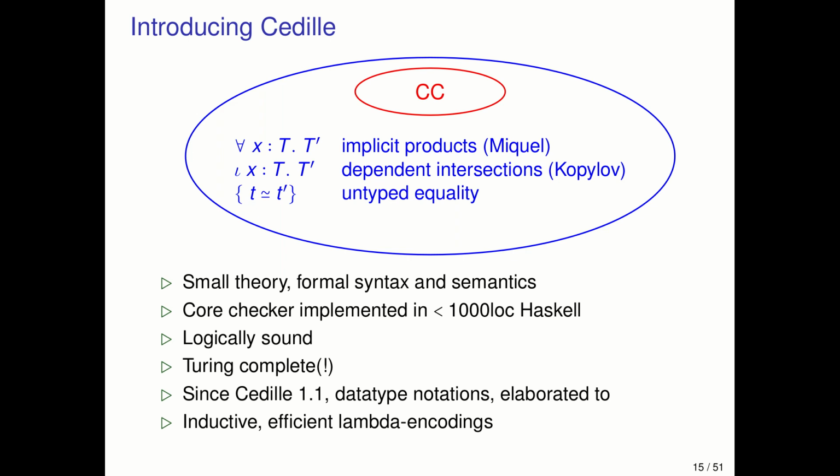So you can reason about things that you cannot type. This is the essential idea of the theory. It's a small theory. We have a formal syntax and a realizability semantics that show it's logically consistent. We have quite a small checker for this core language, implemented in less than 1,000 lines of Haskell. So yes, we proved it's sound.